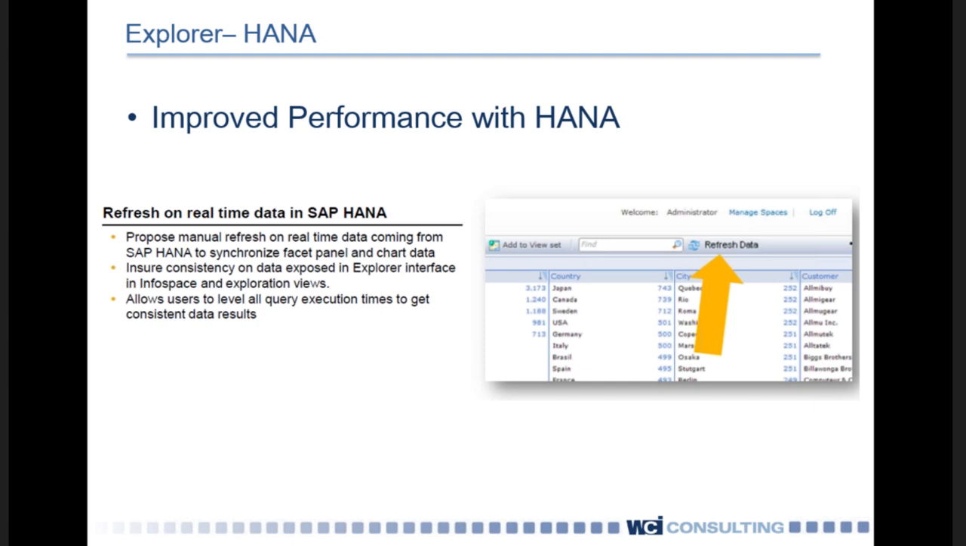So what we're going to talk about today is data exploration. Explorer being the tool that many users use to do most of their analysis within the BO platform. HANA is now much more prevalent within the entire BI stack, and Explorer is no exception. You can do refresh of real-time data, and you can also make sure that you have consistency between your Explorer and your HANA model. You can also decrease our execution times to get data results, which is a primary benefit of HANA.